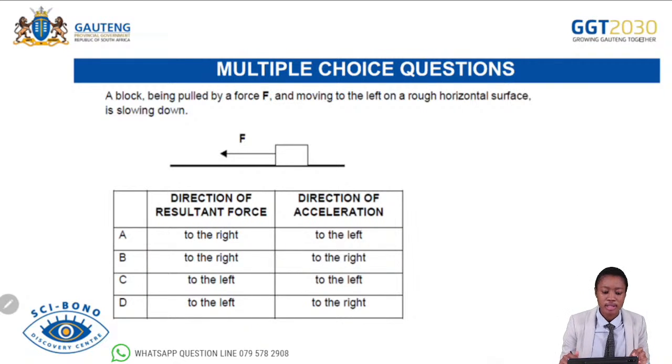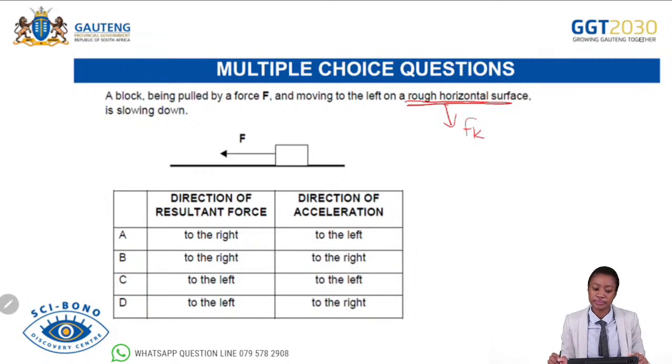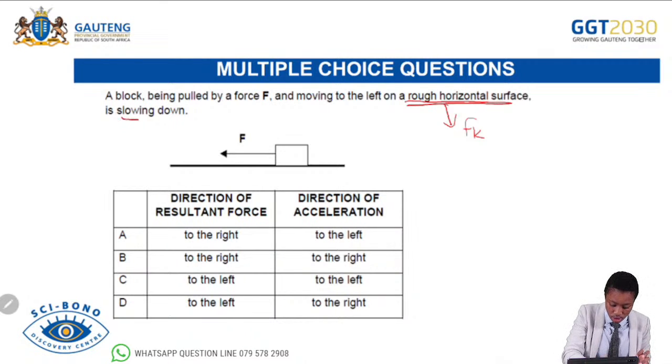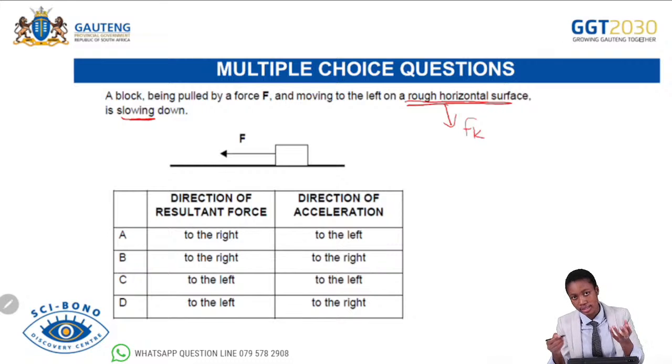So this question says a block being pulled by a force F and moving to the left on a rough horizontal surface is slowing down. We already know it's a rough horizontal surface, therefore we have kinetic friction. It's slowing down. So if an object is slowing down to the left, what does that tell you about acceleration? It therefore means that it's accelerating to the right, in the direction of the frictional force.